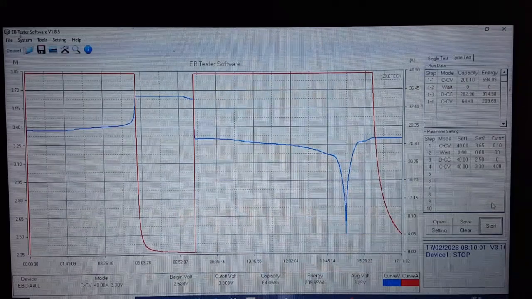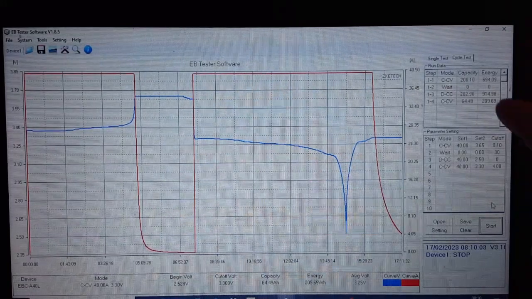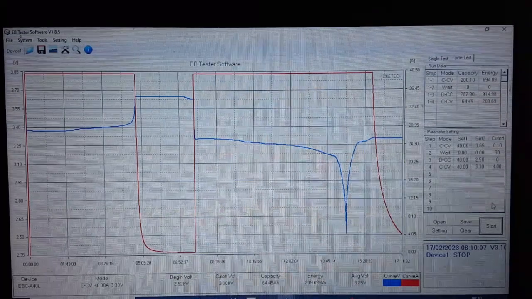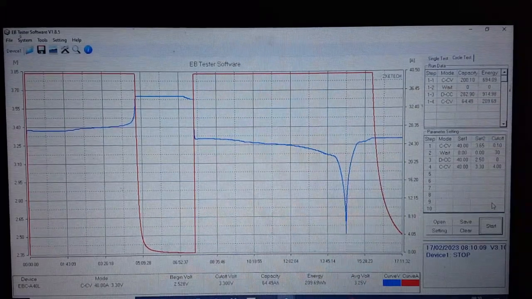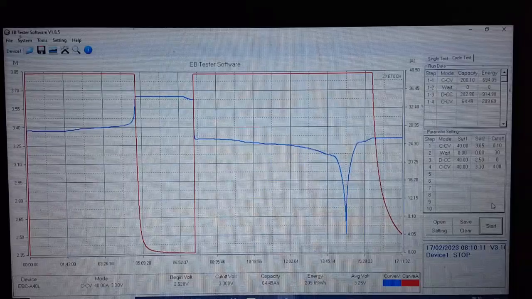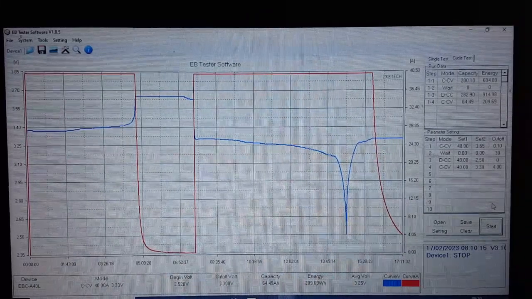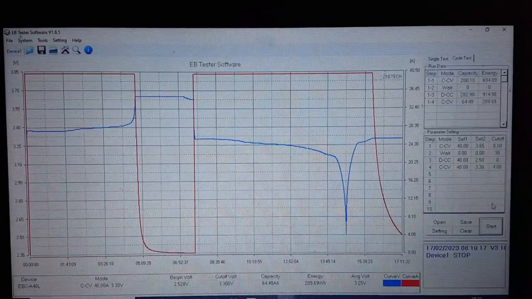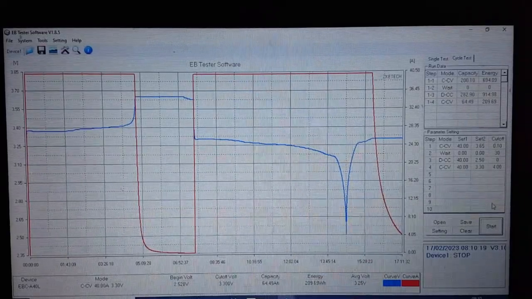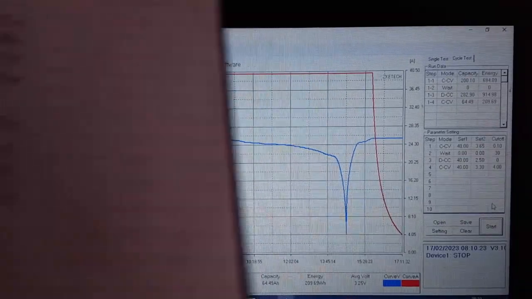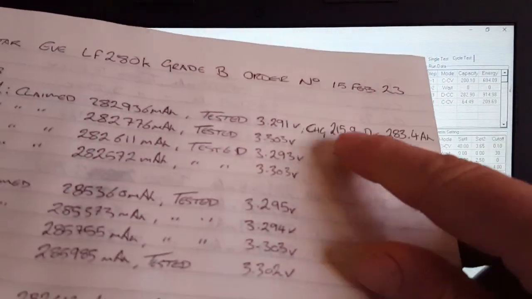Day two, cell two. Another positive result. It's 282.9. Don't know if you can see that quite clearly. So again, it's beaten the sticker ever so slightly. They claimed it'd be 282.7.